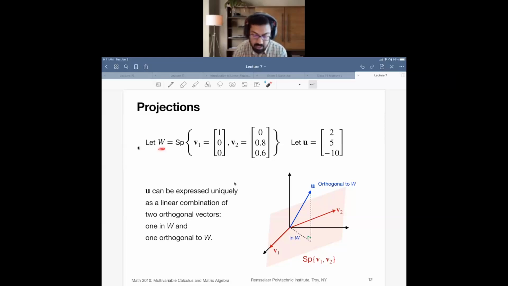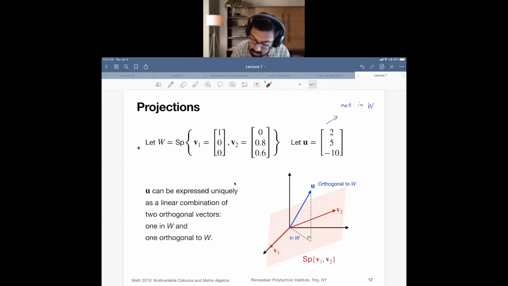So let's say we have W as our subspace, and W actually spans the space with these two vectors. So V1 and V2 are my basis vectors, and the span of V1 and V2 is going to give me W, right? So what this means is I can take some amount of V1 and some amount of V2 and reach anything in the subspace W. And now you have U. U is 2, 5, and negative 10, and it is not in the subspace W.